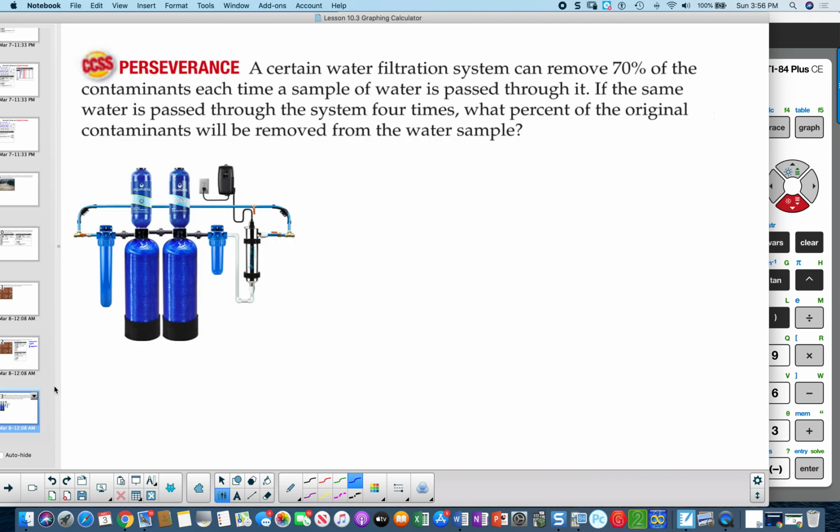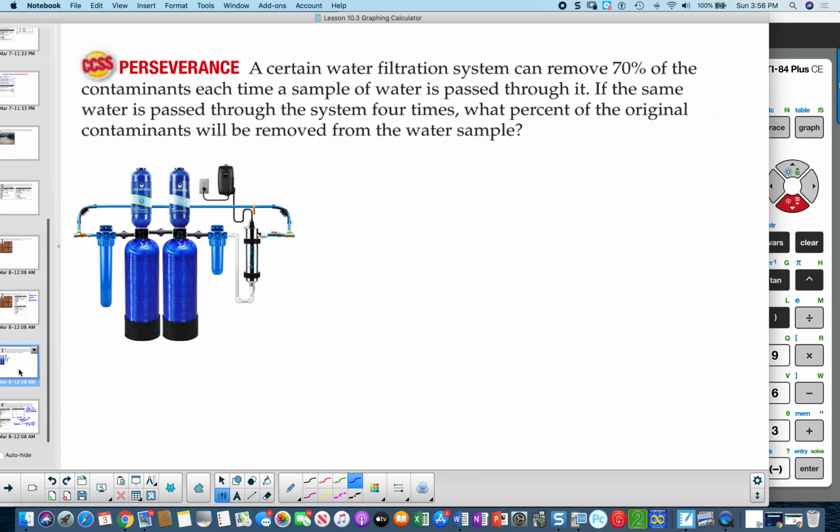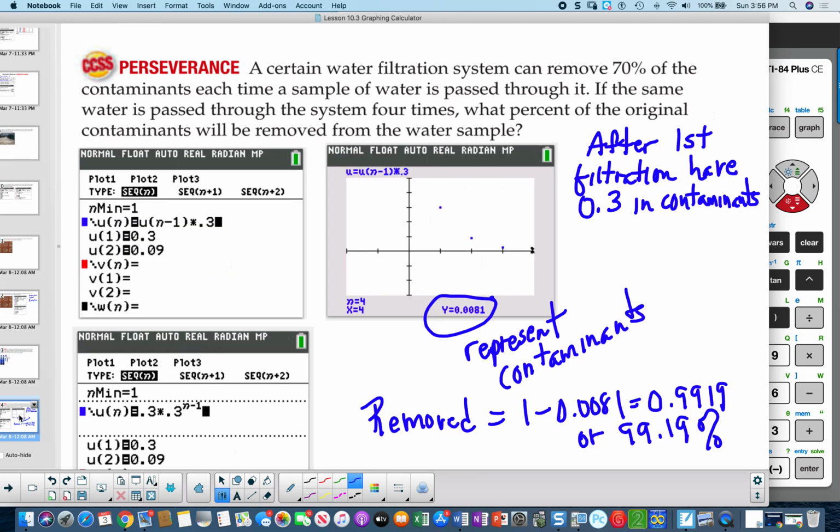Let's go ahead and pause. See what you can do, set up the problem. And here's the answer. Again, here's another problem that's talking about just the sequence, not necessarily the series. And what I did is I didn't use the 70%, I used 30% because once 70% is removed, there's 30% of contaminants left. So I worked with a 0.3 to find out how many contaminants we have. And in the end, after 4 times, I found that the contaminants were 0.0081, which I subtracted from 1, and then that's how much had been removed, 0.9919, which represents 99.19%.